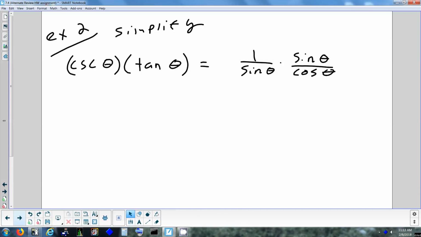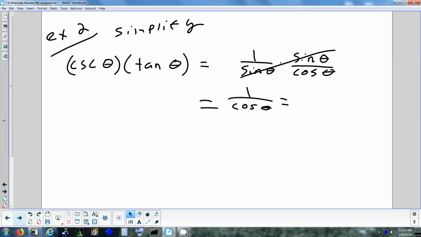Sine over cosine. And now we're multiplying, and whenever you're multiplying with fractions, you can always cancel if you have the same thing in the top and bottom. Some people try to do that when we get into problems like this. You absolutely cannot cancel the 3's there. When you have an addition or subtraction sign, do not cancel top and bottom. Multiplication, yes, you can. So sines cancel out, and I'm left with 1 over cosine.